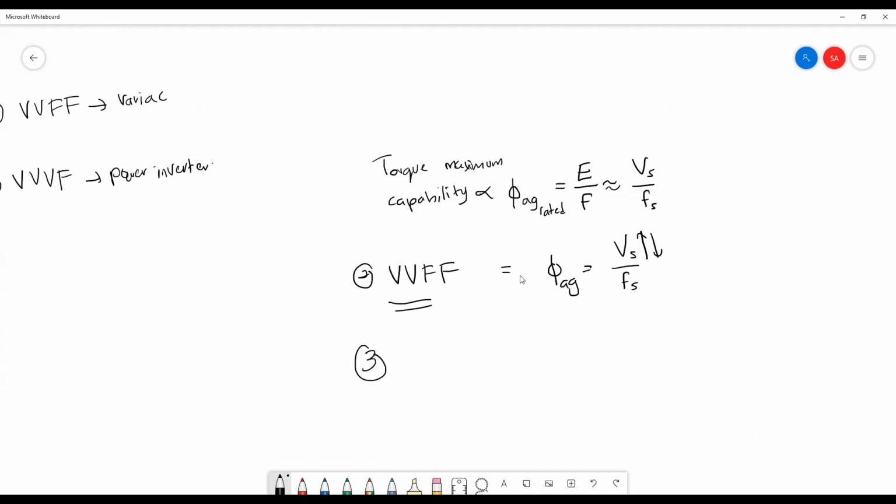But if you are using the third method, VVVF, the voltage and frequency ratio will always be maintained. For example, if you are reducing the voltage, you are also required to reduce the frequency. If you are increasing the voltage, you need to increase the frequency so that the ratio is always maintained. So by maintaining the ratio between voltage and frequency, we can maintain the maximum torque capability of the motor.